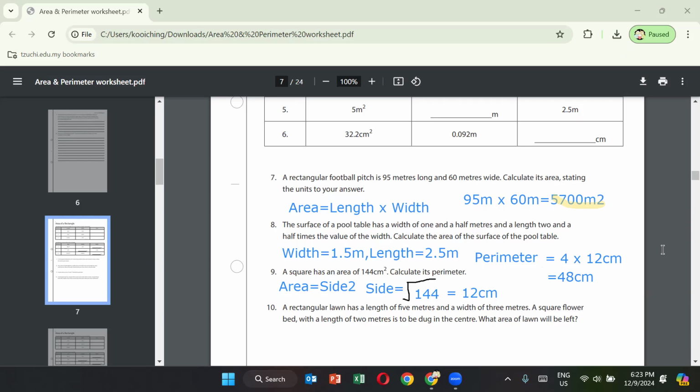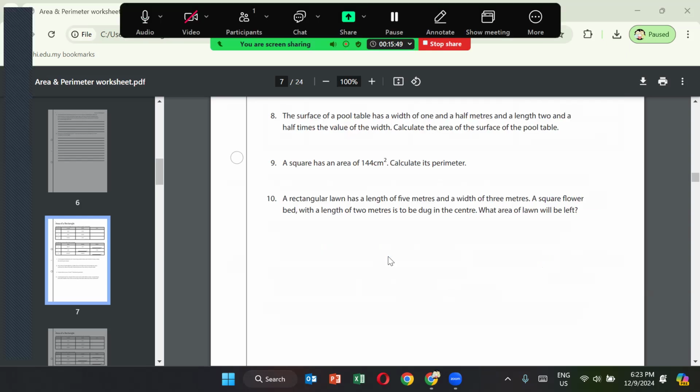And now moving on to the last question, question number 10. It says that a rectangular lawn has a length of 5 meters and a width of 3 meters. A square flower bed with a length of 2 meters is to be dug in the center. What area of lawn will be left? So we'll be finding the area of the lawn first. We'll be finding the rectangular lawn.